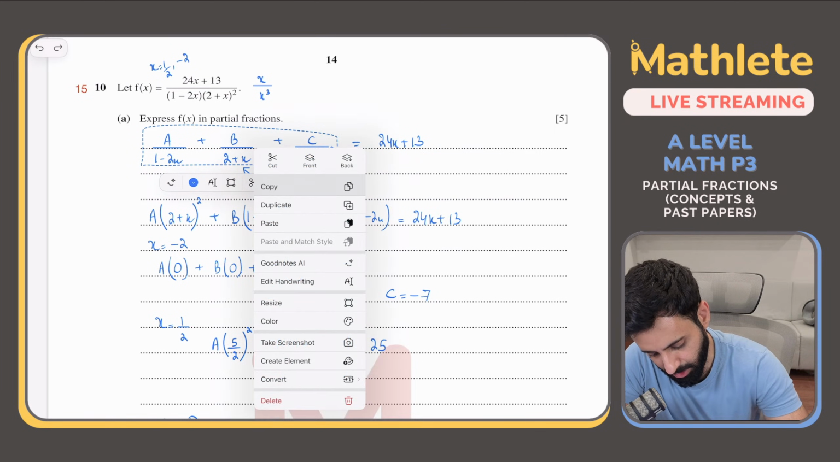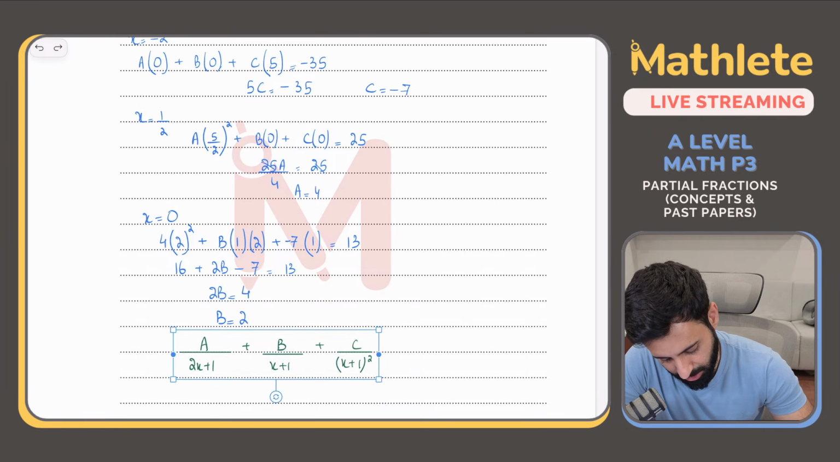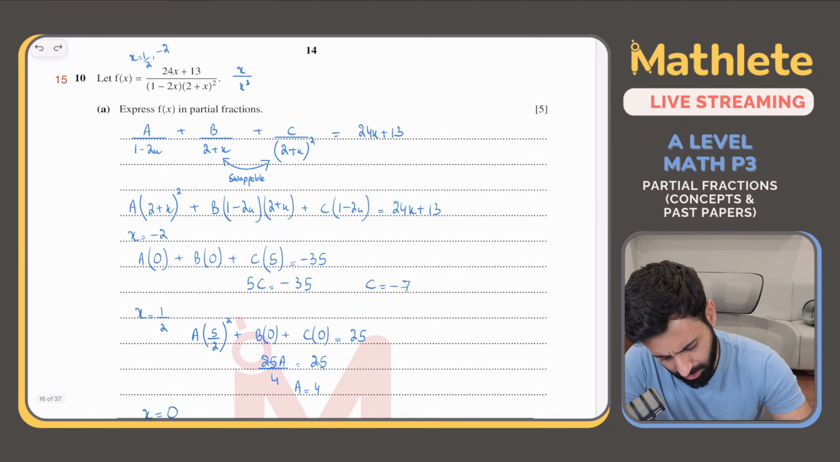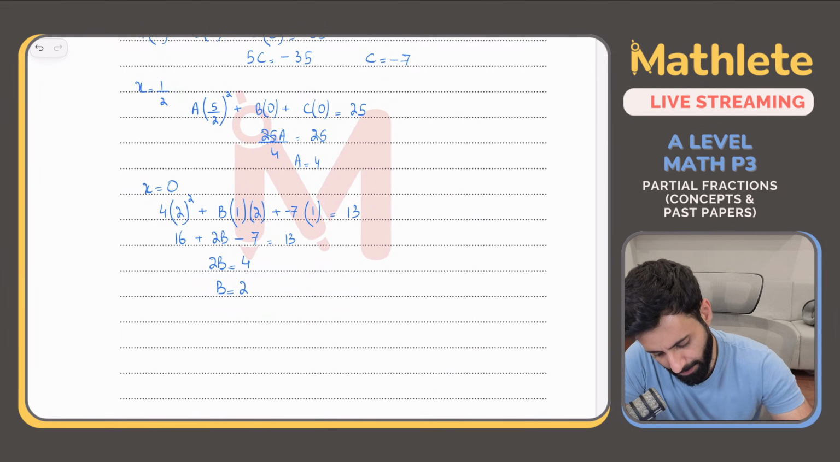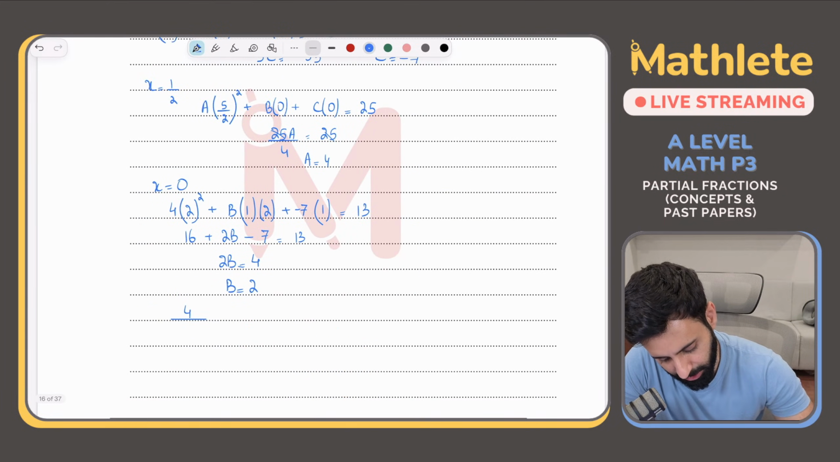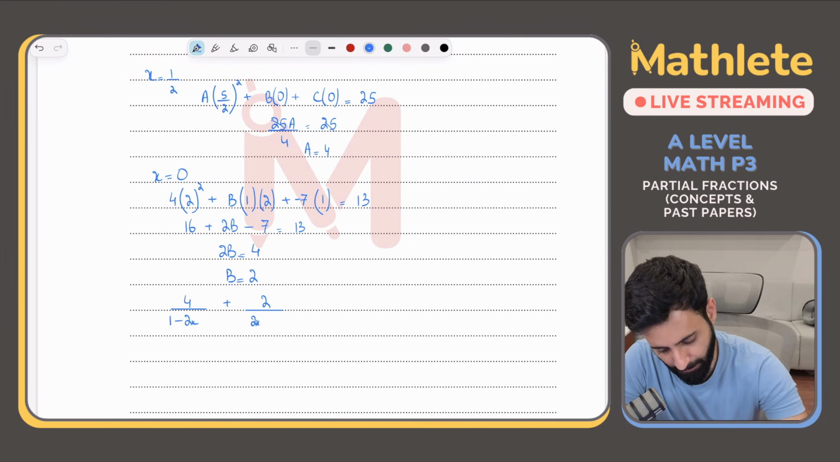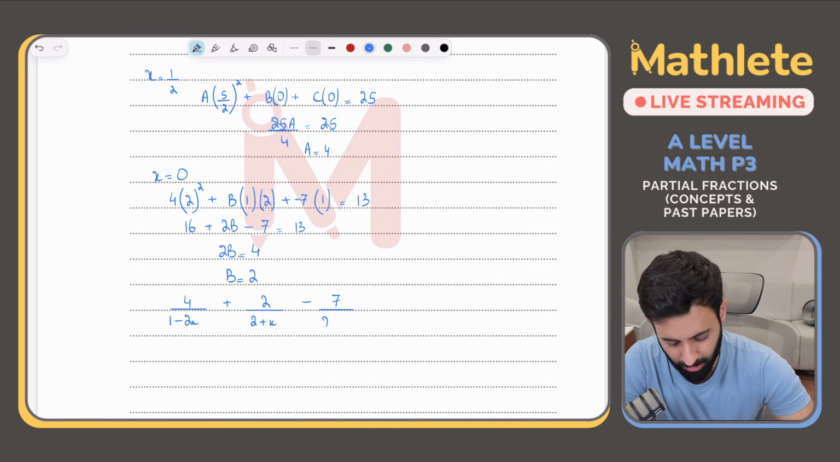Let's copy this, let's paste it here, and let's start replacing. No, wait a minute. Is this the same thing? No. So I'll just write it from scratch. So a is 4: 4 over 1 minus 2x. Plus b, which is 2, so 2 over 2 plus x. And c is minus 7, so minus 7 over 2 plus x, the whole thing square.